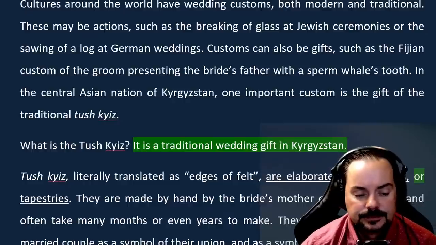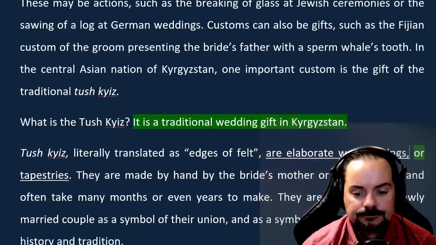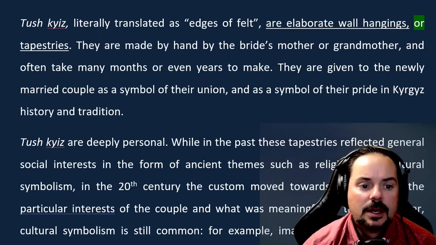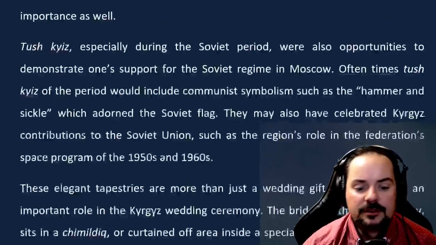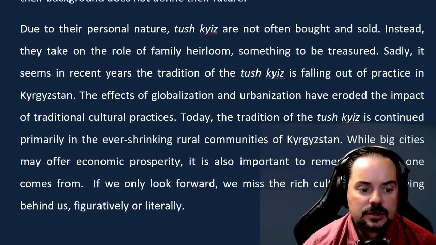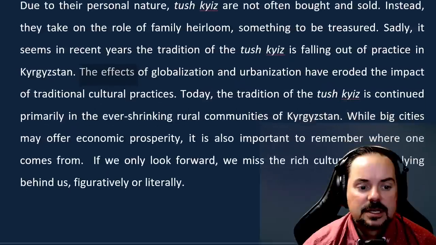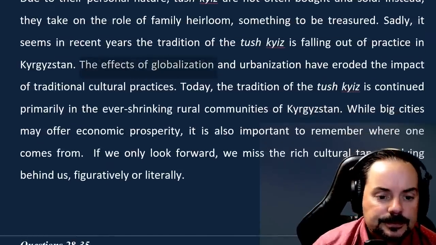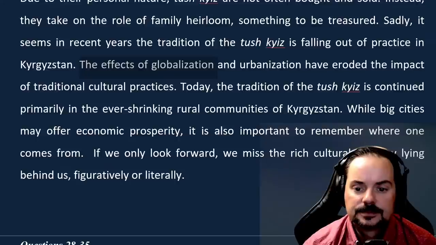The word I didn't understand is in the last paragraph: eroded. Eroded. Yeah, okay. In the very last paragraph of the entire passage, right? Yes, sir. So it's in the conclusion. Let me just see right here. Can you read this sentence for us, Chani? The effects of globalization and urbanization have eroded the impact of traditional cultural practices.